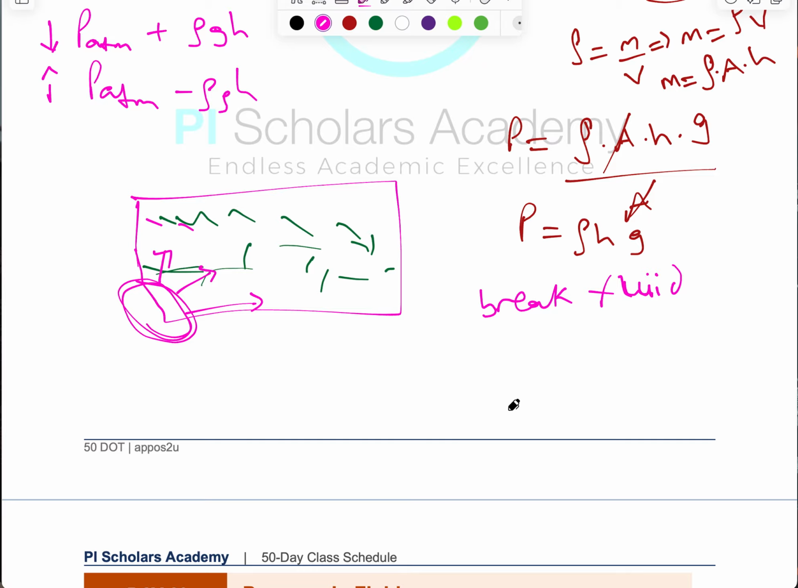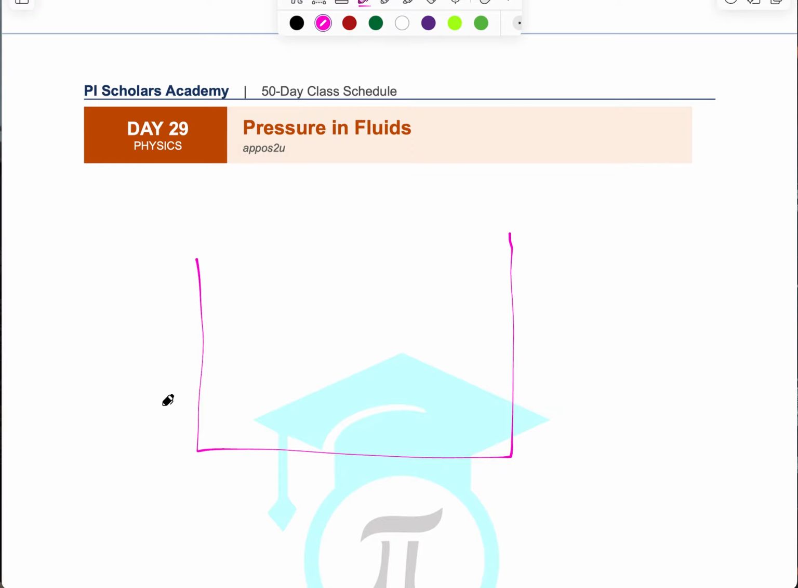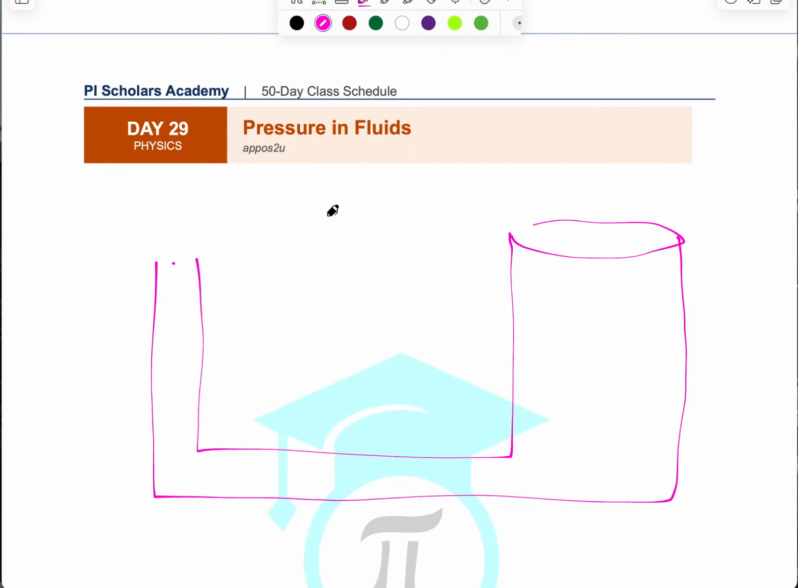Another application is the hydraulic press. In the hydraulic press, we lift heavy loads using the concept of pressure. I'm going to explain the hydraulic press real quick. So this is what the hydraulic press looks like. You have something like this. Yes, something of this nature. So don't mind my diagram, it may not be that perfect.